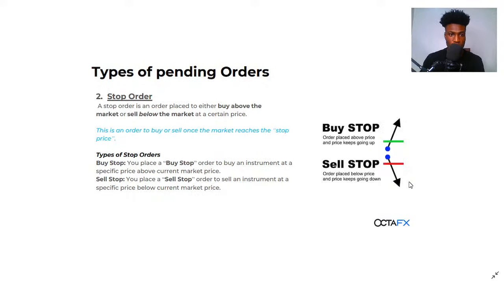Okay, for stop orders, you're placing your buy stop above the current market price, expecting or in anticipation that once it gets triggered, markets would continue to move upwards for you to be in profit. For your sell stop, you're placing your sell stop below the current market price, expecting or anticipating that market is going to trigger at your entry price and move downwards.